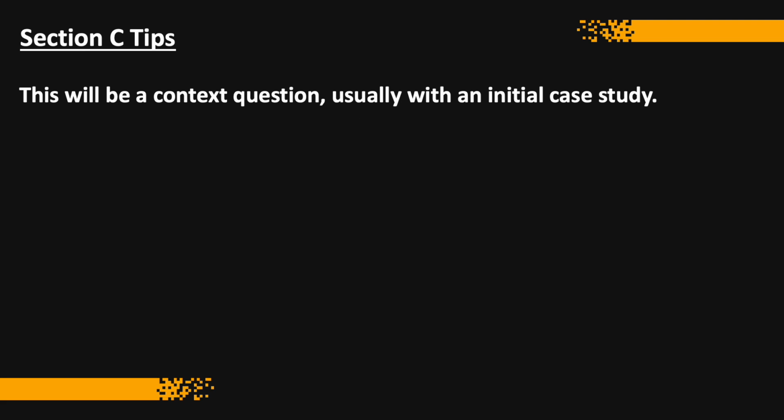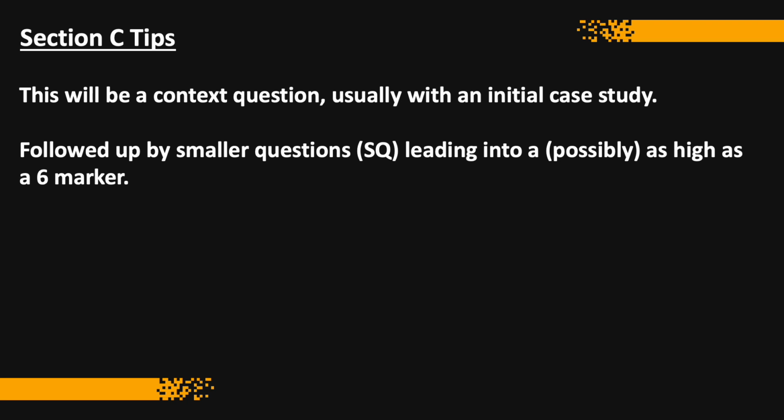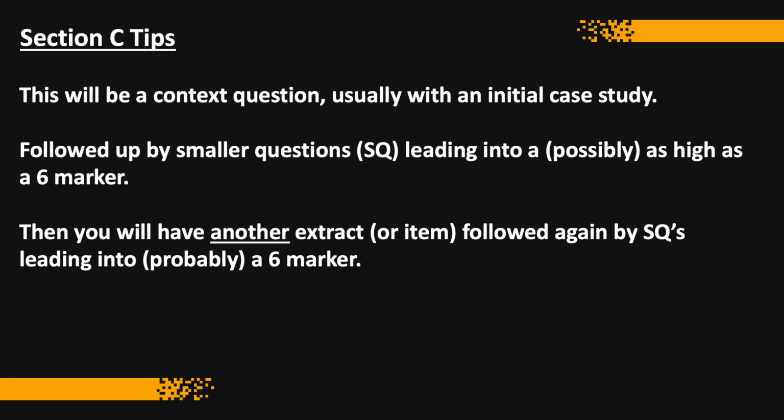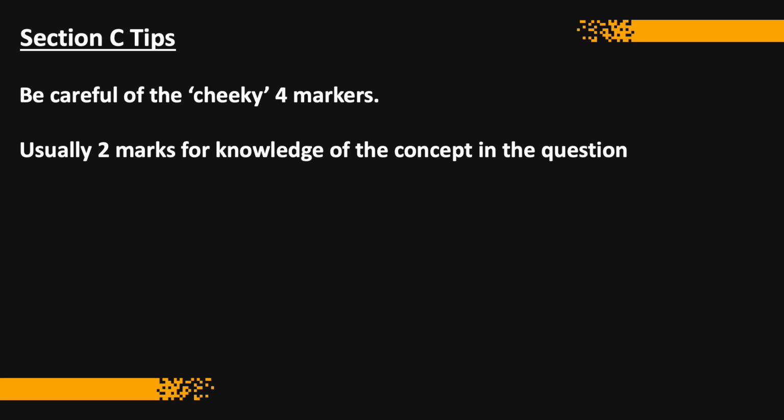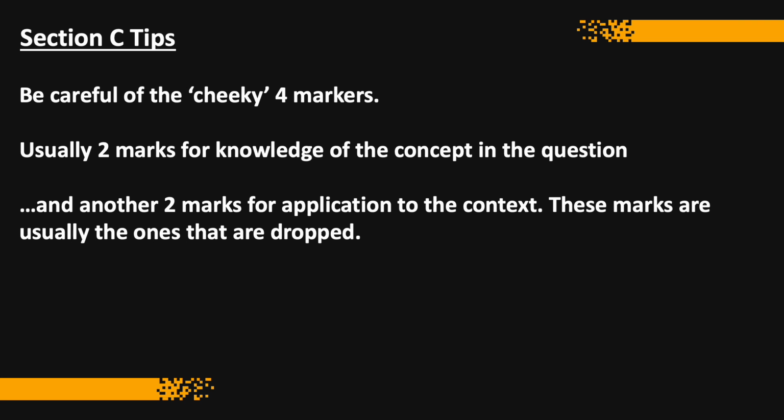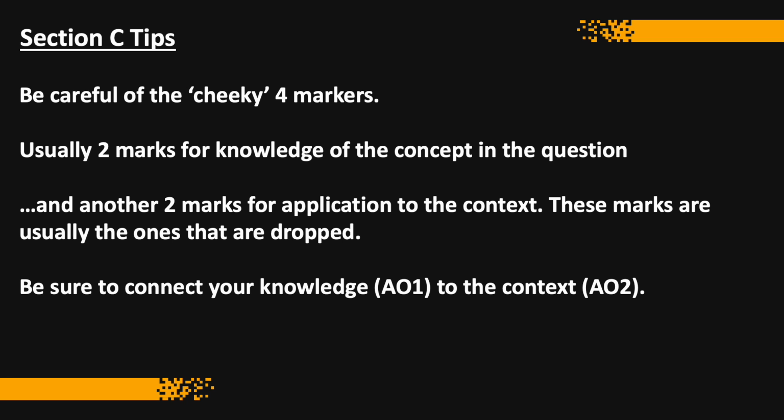Section C tips. This will be a context question again, usually with an initial case study, followed up by smaller questions, and then it's leading into a 6 marker, and then you'll have another extract, followed by some more short questions, leading into probably a 6 marker, could be a 9, depends how they lay that out, but probably a 6, and then you'll get the 12 marker. Section C, the tips to be careful of, that cheeky 4 marker, just be careful of that. It's usually 2 marks for knowledge there of the concept of the question, but another 2 marks for application, so just beware there. So be sure to connect your knowledge AO1 and AO2.